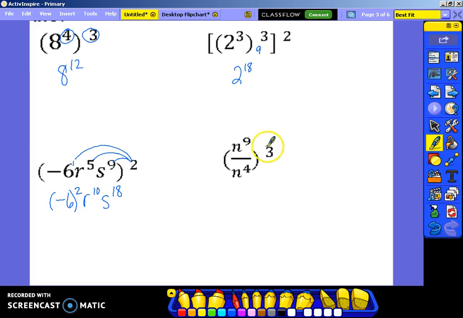Alright, same thing here. You've got n to the 9th power divided by n to the 4th power. 9 times 3 is 27. 4 times 3 is 12. I have n more than one time, so I need to divide this out. 27 minus 12 is 15. So this is n to the 15th power.